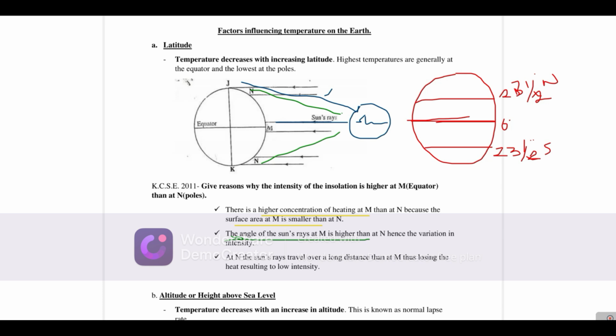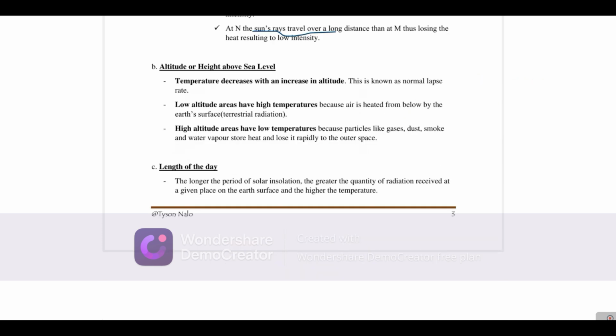Okay, now let's move to the second point. Let me just make this one visible. Yeah, so we are now going to look at the second factor, that is altitude, or height above the sea level. Altitude is the height above the sea level, and we are going to see how it influences temperature on the Earth's surface.